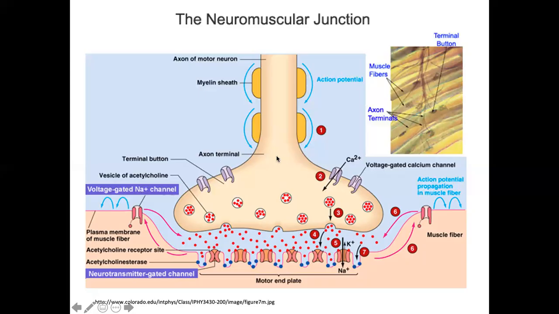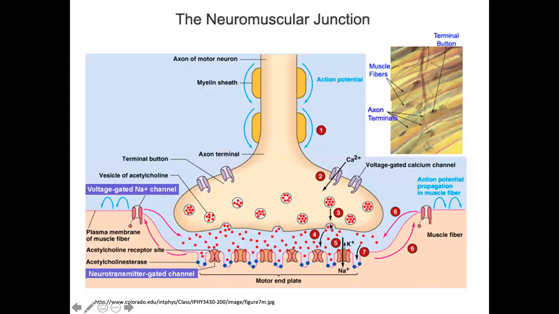So the neuromuscular junction is where the nerve binds to the skeletal muscle. The skeletal muscle at the region of the motor end plate has a lot of nicotinic cholinergic receptors, right? So that they can depolarize and propagate an action potential. Okay, so take a look at number 4.